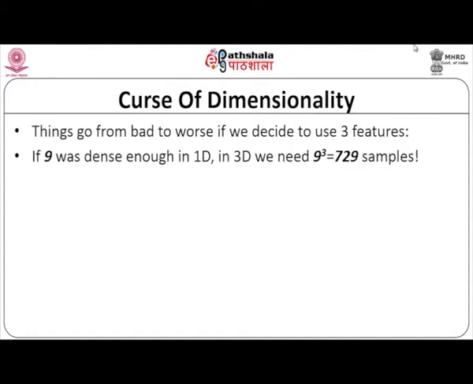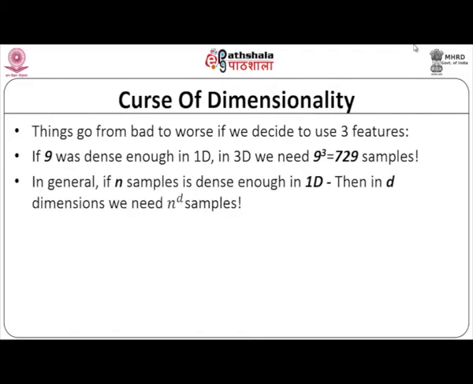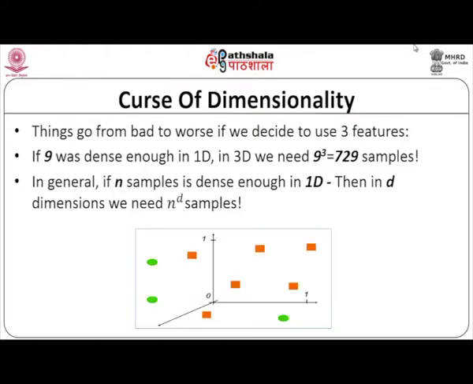So, if 9 was dense enough in 1D, in 3D we need 9 cubed, which is 729 samples. So, in general, if n samples is dense enough in 1D, then in d dimensions we need n to the power of d samples. Okay. So, this is what we are trying to say. In 3 dimensions it looks like this. What can you do with this in 1 KNN? It does not help you because it is too sparse. So, you get what I am saying.